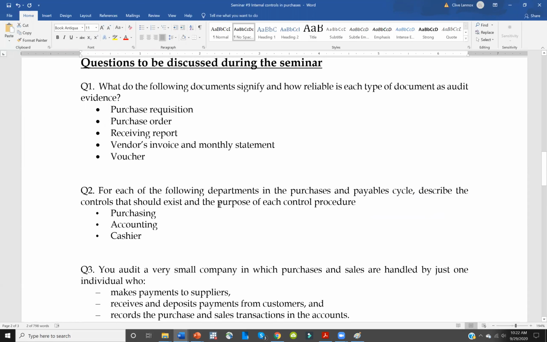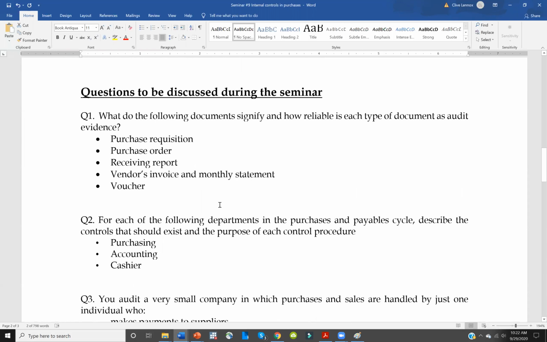There are three questions for this seminar. The first question is relating to the documents that you would expect to find within the purchases and payables cycle. We're going to run through those documents as we go through the flowchart of a company that has an ideal internal control system. So you need to understand what these documents represent. Okay, so that's our first question.